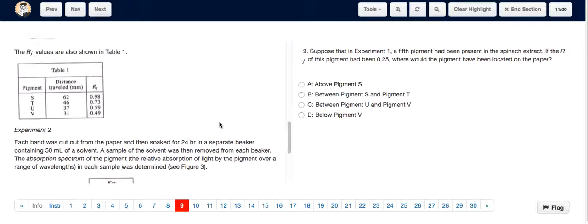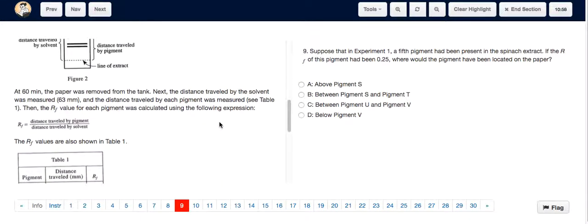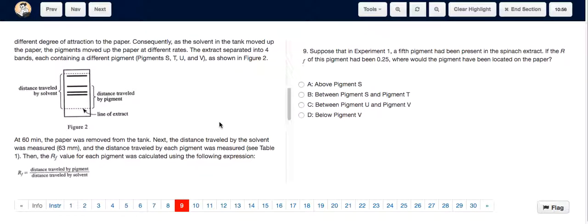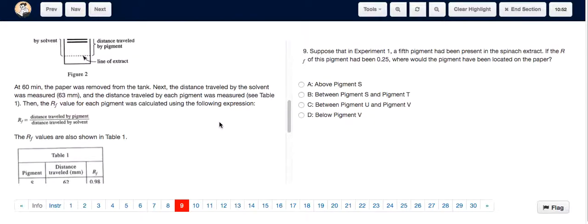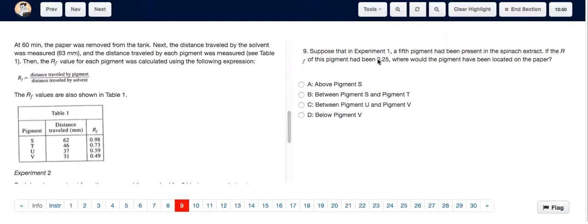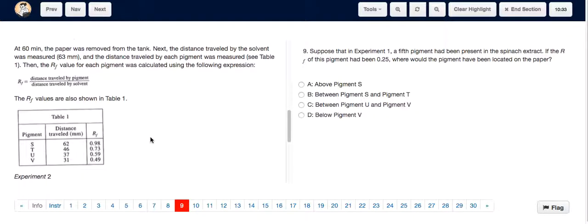So we can see from experiment 2's description that RF is the distance traveled by pigment upon the distance traveled by solvent. So if it's 0.25, that means that this particular pigment has traveled only 0.25, a fraction of the distance traveled by the solvent, which is less than any of the other pigments have traveled. So that means the other pigments have traveled up the paper much higher than this fifth pigment would have if its RF had been 0.25.